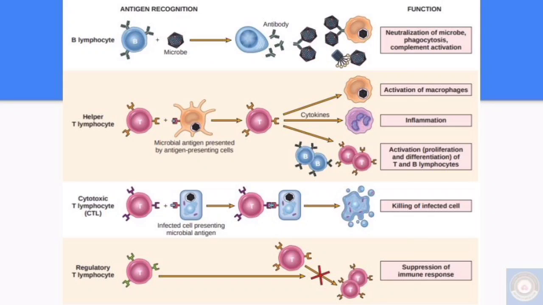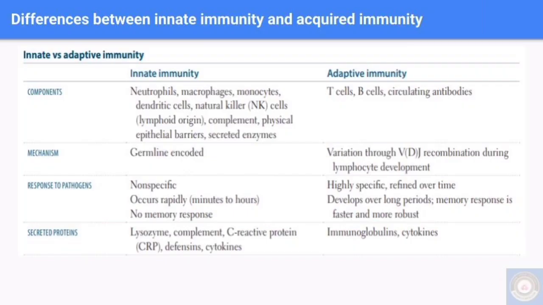Cells infected by microbes or tumor cells may present a part of antigen to CD8 positive T cells or cytotoxic T cells, and those CD8 positive T cells will secrete perforin and granzymes. Perforin will make pores in the cells, whereas granzyme will enter into the cell and activate apoptosis and kill the infected or tumor cells. There are regulatory T lymphocytes, which check the activity of other immune cells and suppress immune response. At last, let's discuss some of the differences between innate immunity and acquired immunity.